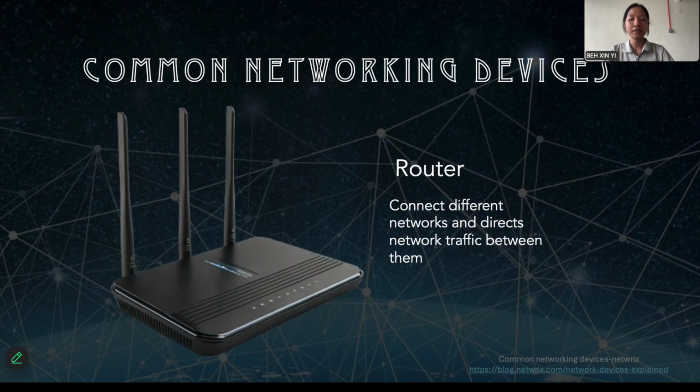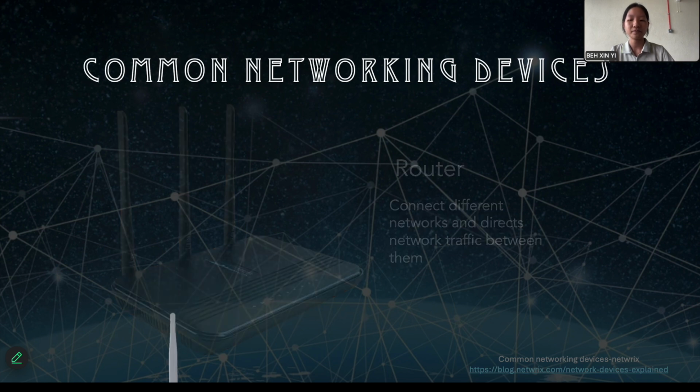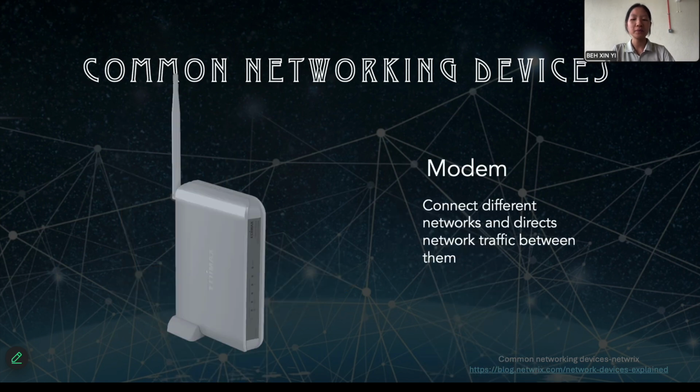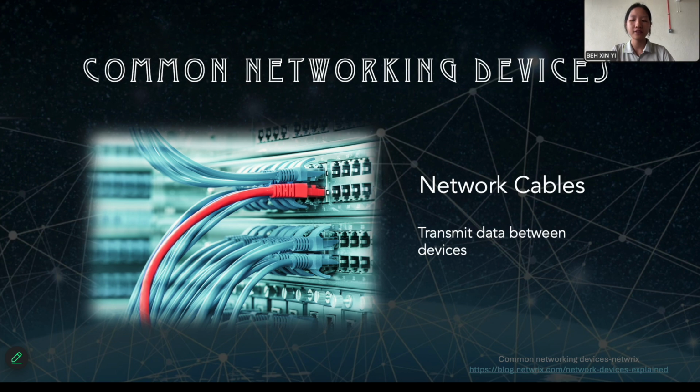Now let's look at some common networking devices. Firstly, we have router. This device connects different networks and directs traffic between them. Next, we have modem. A modem connects our home or office network to the internet service provider. Moving on, we have network cables. These are the physical wires that transmit data between devices.